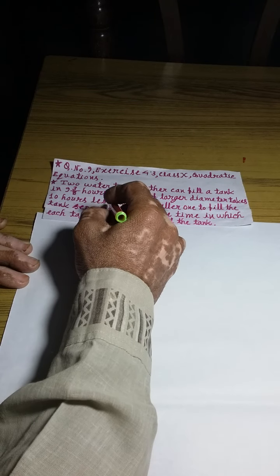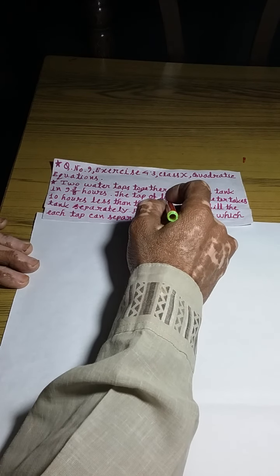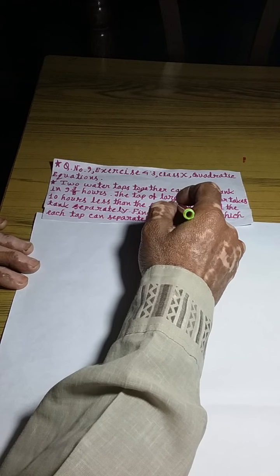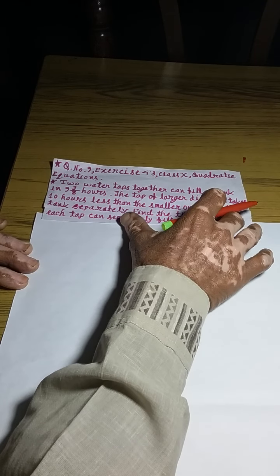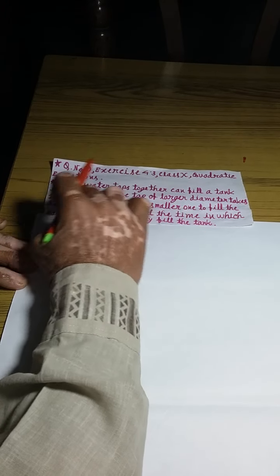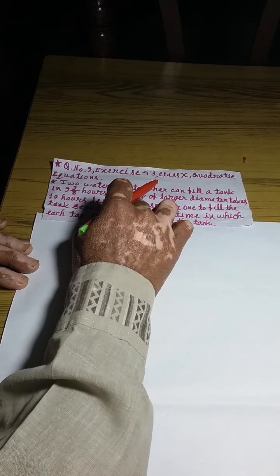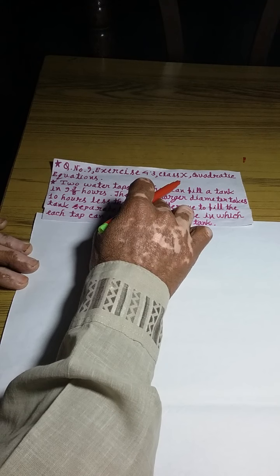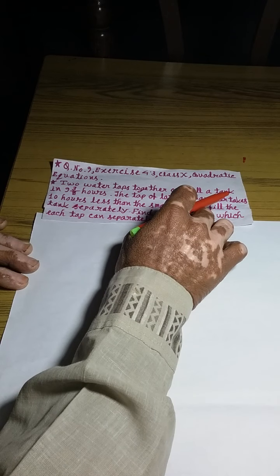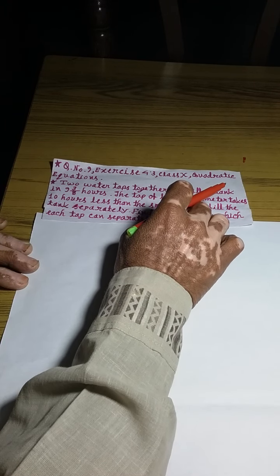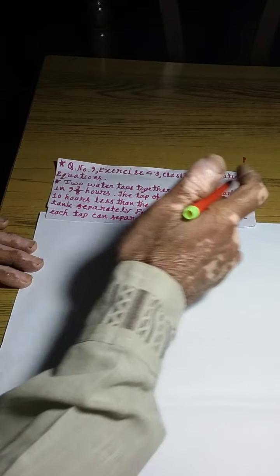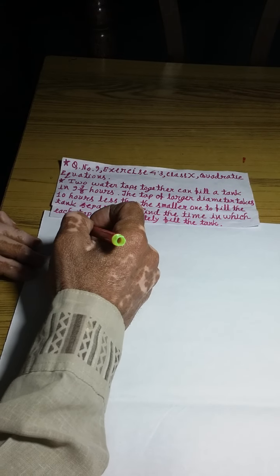And the hint number 2 is that if we allow the tap with larger radius to fill the tank completely up to its capacity individually, then the tap with larger radius takes 10 hours less time than the time taken by the tap with smaller radius to fill the tank completely individually. So to do this sum, let us proceed in this way.